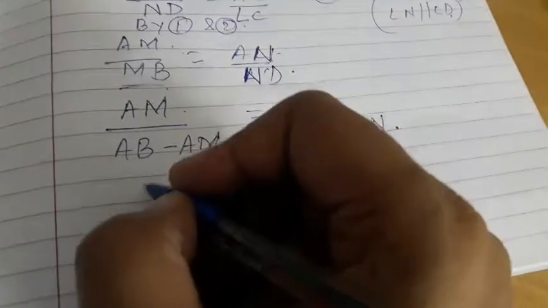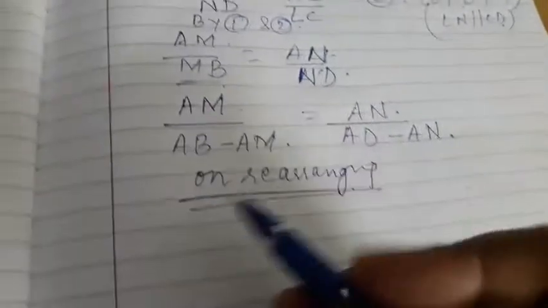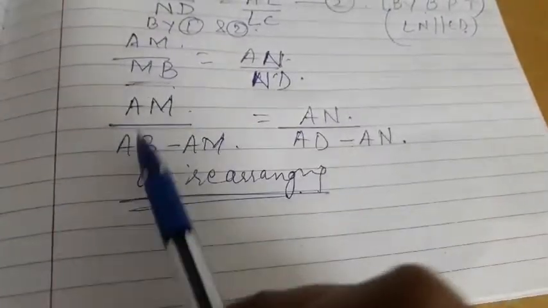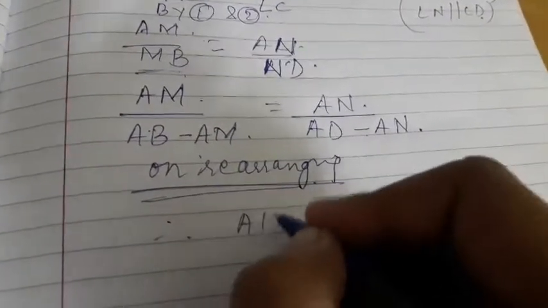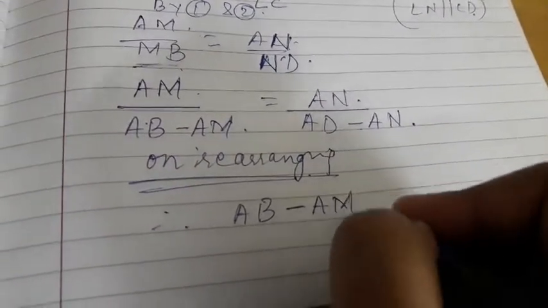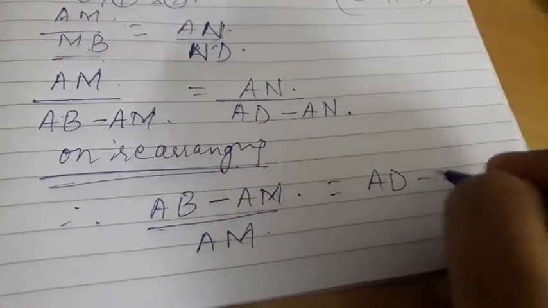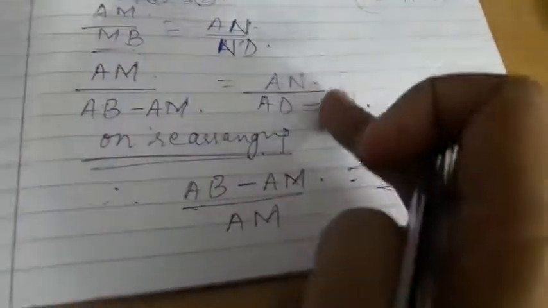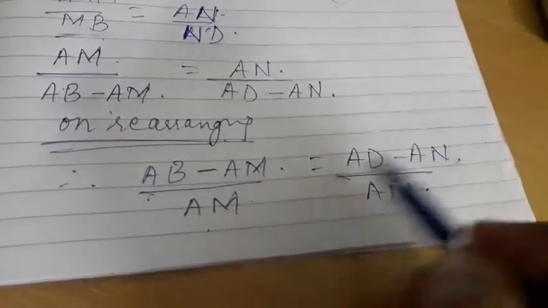Now on rearranging the ratio, if I take this part on the other side and this on this side, we will get the reciprocals. So therefore on rearranging I can write AB minus AM upon AM will be equal to AD minus AN upon AN. You understood what I've done? This part if I shift here and this part if I shift here, I will get the reciprocals of this. So therefore I can write AB minus AM upon AM and AD minus AN upon AN.